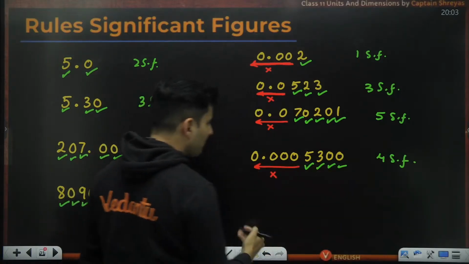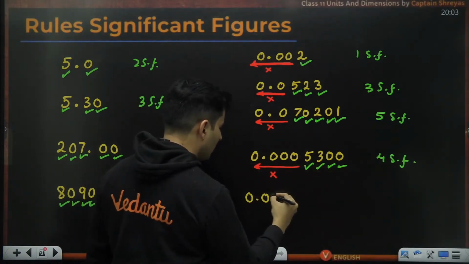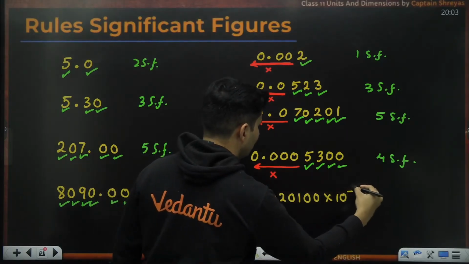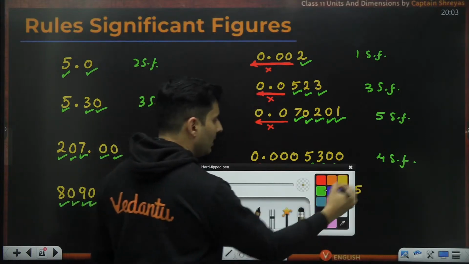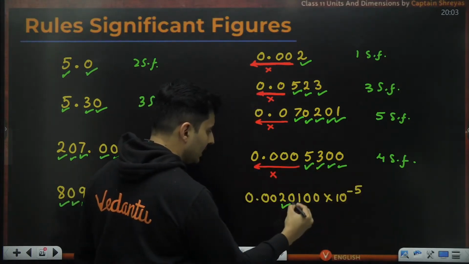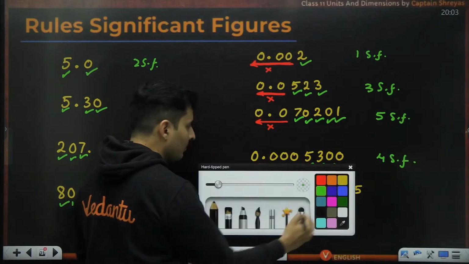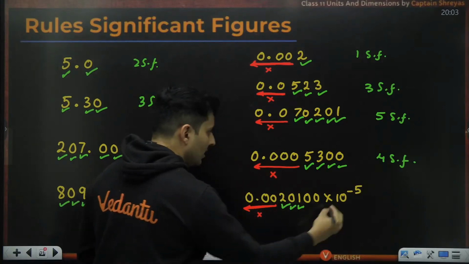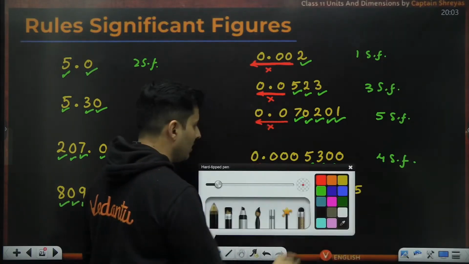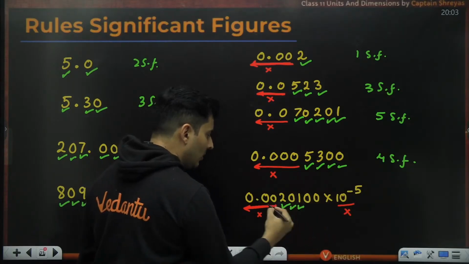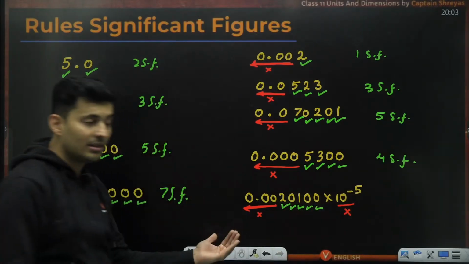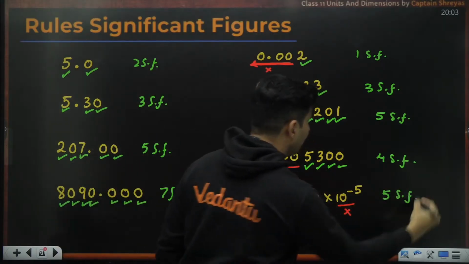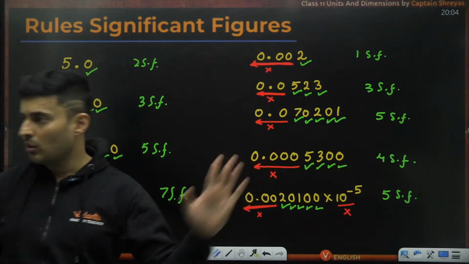Another example, let's say we take 0.0020100 into 10 to the power minus 5. Okay, automatically this one will become significant. This zero is between them, so it will become significant. These are before the non-zero, not important. These zeros are important, but this is the power of 10, which is not important. These zeros are after a non-zero and after the decimal, so count them. After the non-zero and after a decimal should be counted. So 1, 2, 3, 4, 5. So this has 5 significant figures. Is that absolutely clear how to count them?